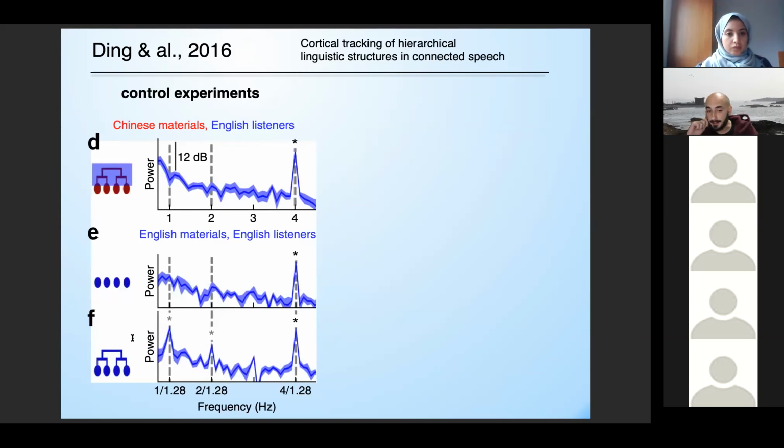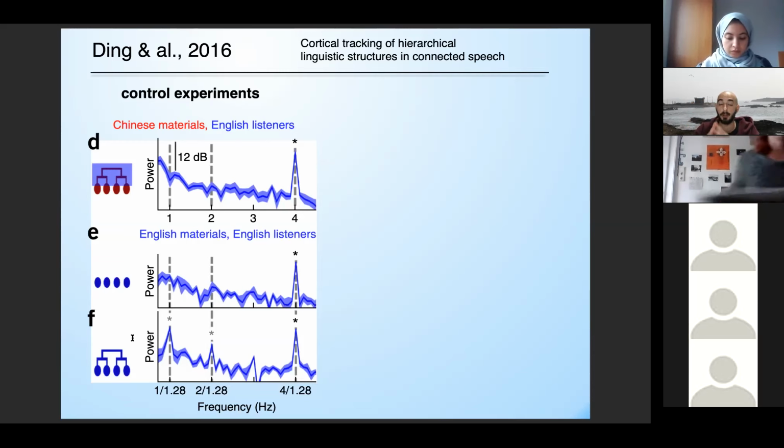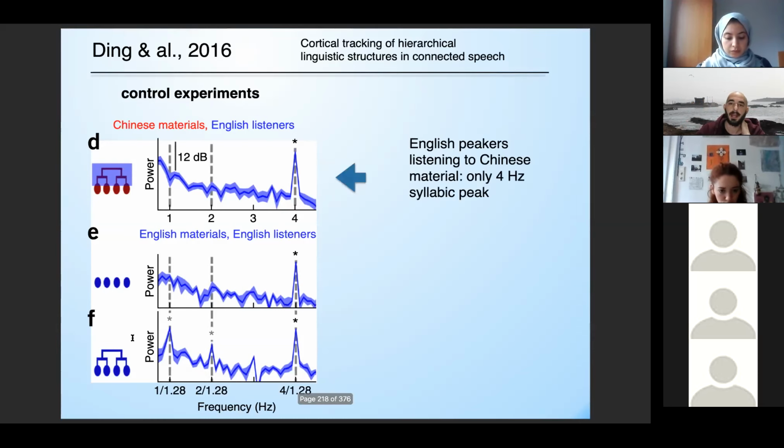And then the next step was to take the Chinese material, so sentences in Mandarin, and give it to English native speakers. And then, assuming that English speakers know very little about Mandarin, you would expect to find only the syllable peak, which is the one represented in the acoustic properties of the speech stream. And again, they found it. English speakers listening to Chinese material, only syllabic peak.